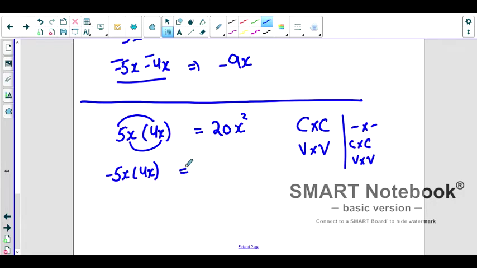Negative into positive will be negative. 5 into 4 is what? 20. x into x is what? x square. So the answer is minus 20x square. As I mentioned, the concept of like terms and unlike terms does not come in multiplication and division.